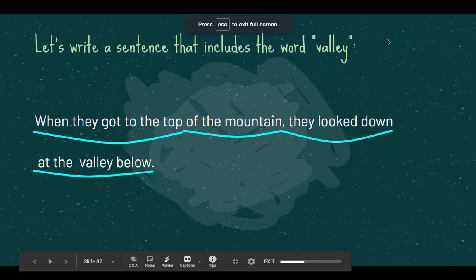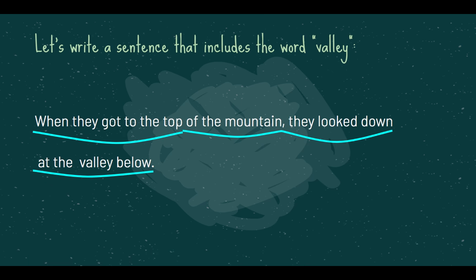Let's write a sentence that includes the word of the day, valley. I've written one on the screen and scooped it. You can use this sentence, or you can write your own. When they got to the top of the mountain, they looked down at the valley below. If you need more time to write your sentence, press pause.